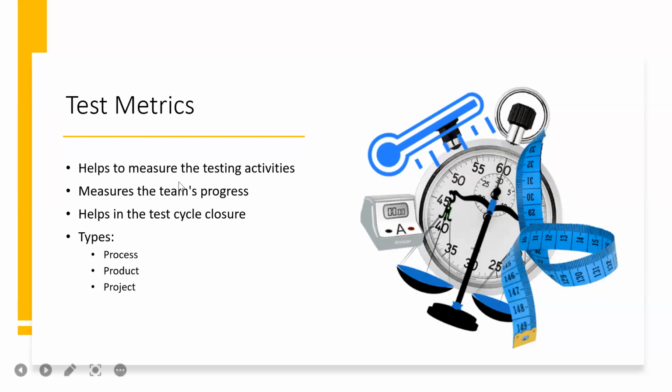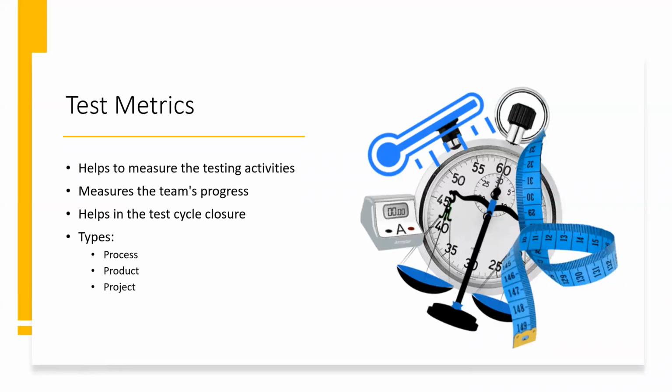So to keep track of all our activities, we use test metrics. It helps to measure the testing team's activity, and it measures the team's progress. Obviously we have metrics which will be shared on a weekly or daily basis, so that will help show how our testing is progressing. And it helps in the test cycle closure. With that they'll create the report for that cycle, which will be useful for the test cycle closure.